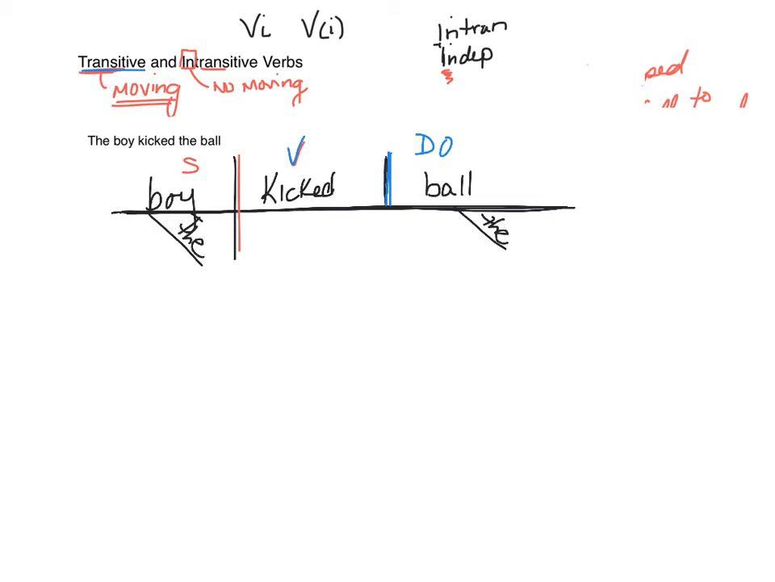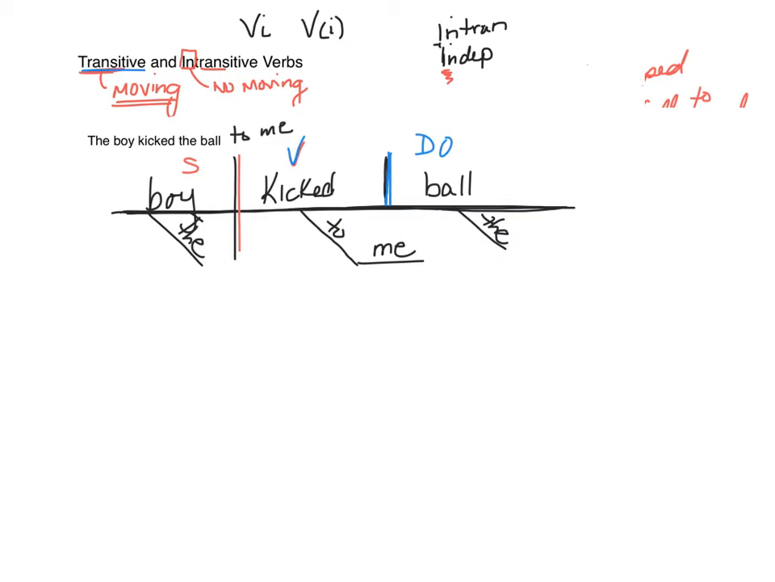Well, what if I want to add more information? The boy kicked the ball to me. Now, is it a to me ball? Would I put it under here? No, it's not a to me ball. I don't even know what a to me ball would be. Same with boy, it's not a to me boy. No, to me is describing the direction of the kick. So it's describing the verb, the action. So it goes under here, to me. And that is a perfectly correct English sentence.